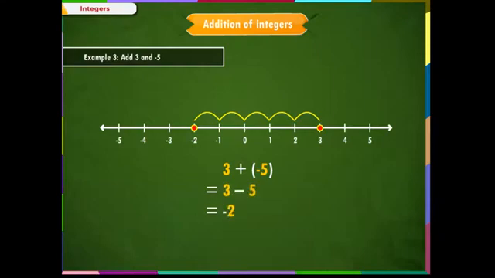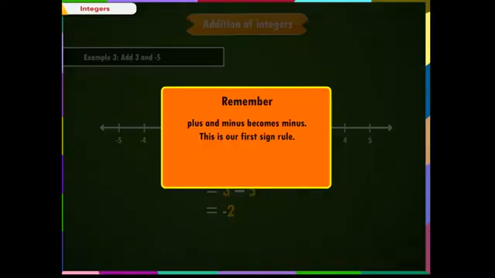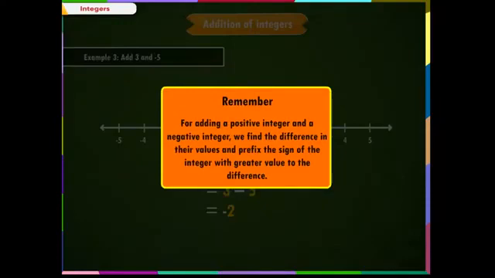Remember the important points. 1. Plus and minus becomes minus. This is our first sign rule. 2. For adding a positive integer and a negative integer, we find the difference in their values and prefix the sign of the integer with greater value to the difference.